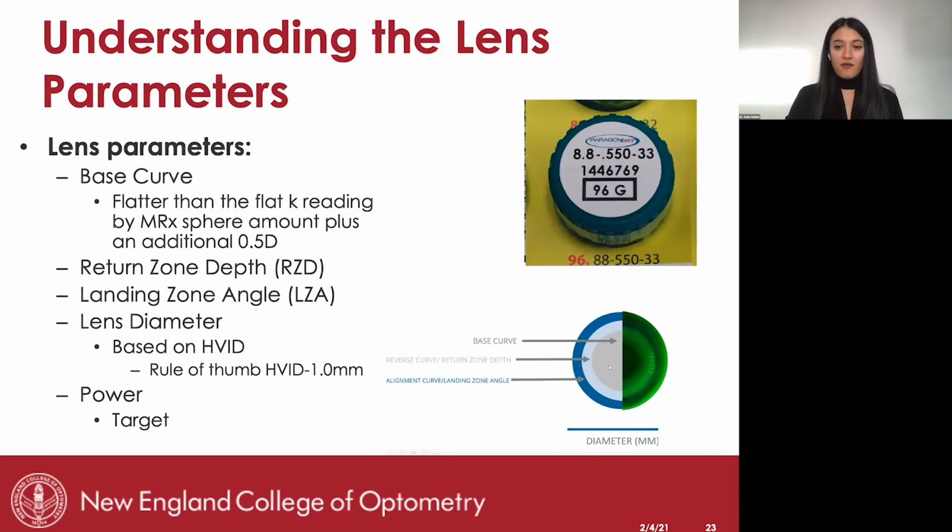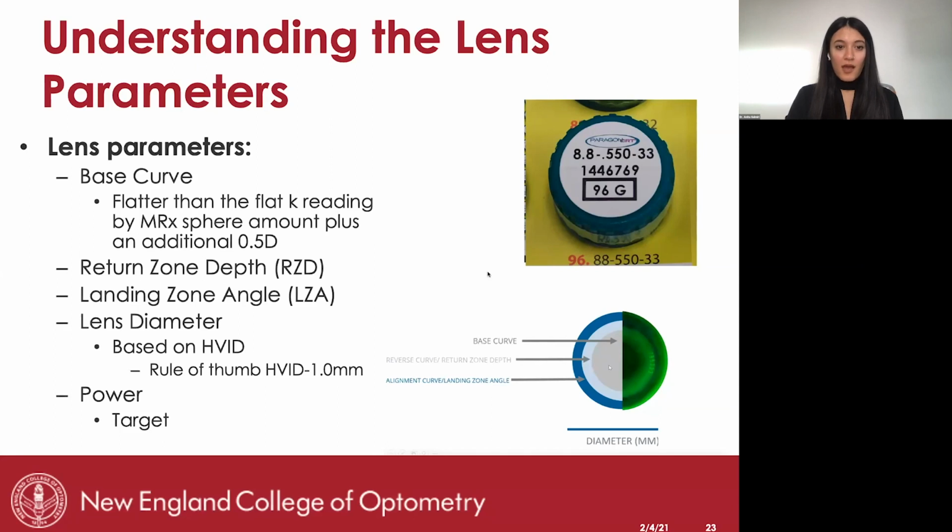So if you had a patient, for example, that had a baseline K reading of 44 and 45, and then a refraction of -2, -1, you would take the -2, add the +0.50 and subtract that from the 44, which is the flat reading. So that's typically how they come up with that base curve, the first number here.